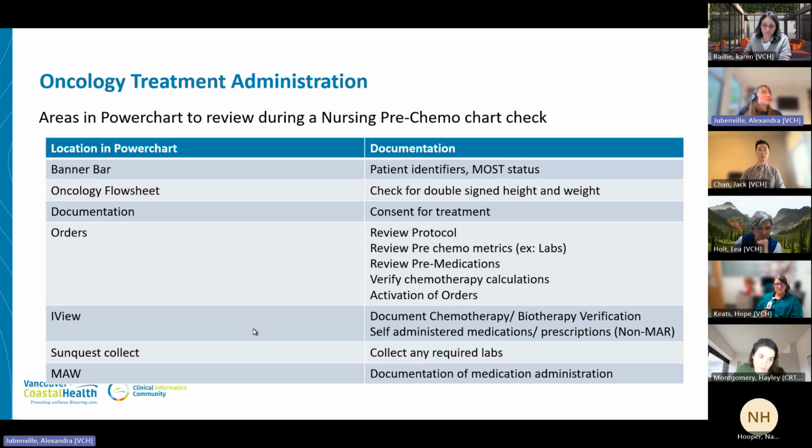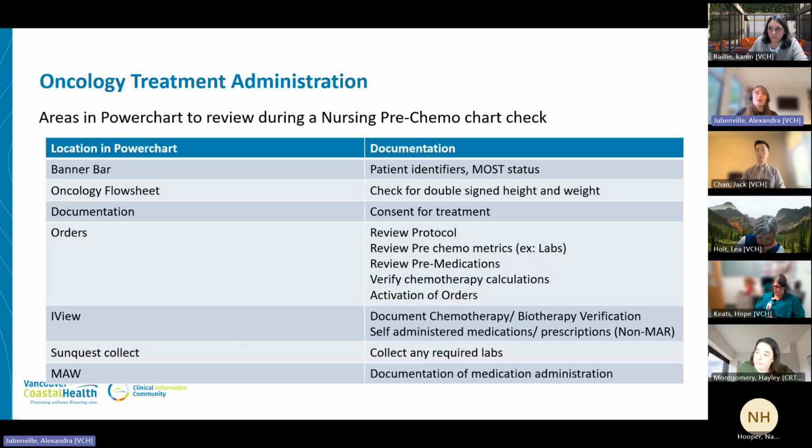Okay, so we're just going to discuss areas in PowerChart to review during a nursing pre-chemo chart check. The first step would be patient identifiers and their MOST status, which can be located in the banner bar. The double-signed height and weight can be located in oncology flow sheets. Any consents for treatment can be located in documentation.